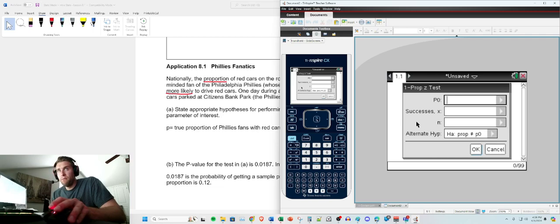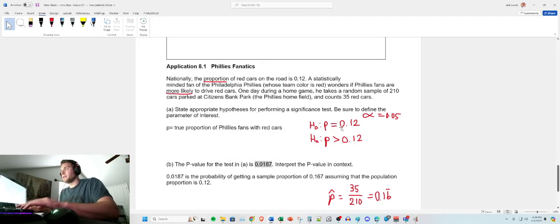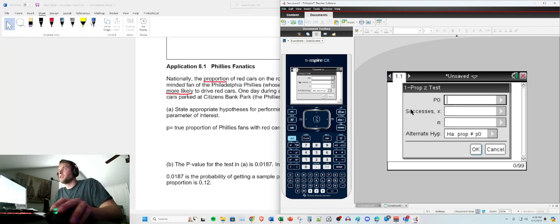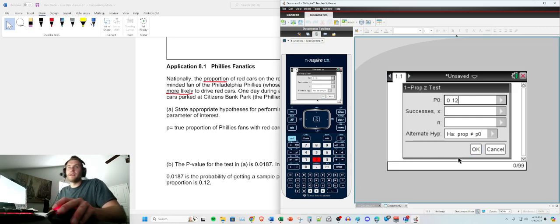Okay, so in here, this P0 part is the proportion from the null hypothesis. That's the proportion from the null hypothesis, which they said was 0.12. That is what is known to have been the case with the Phillies. Okay, just red cars on the road. So then he surveyed.